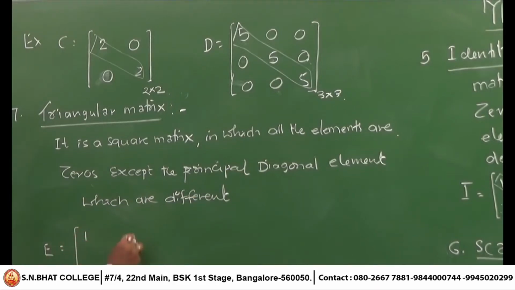1, 2, 3, 0, 0, 0, 0, 0, 0. See here, this is the principal diagonal element. These are the principal diagonal elements which are different and all the other elements are zeros. This is an example for a triangular matrix.